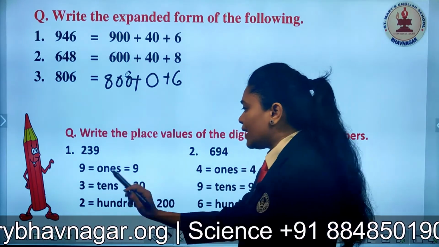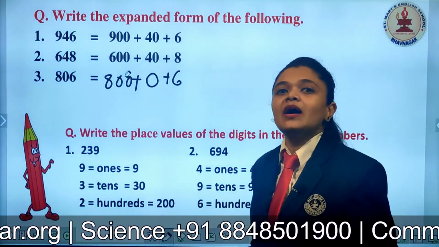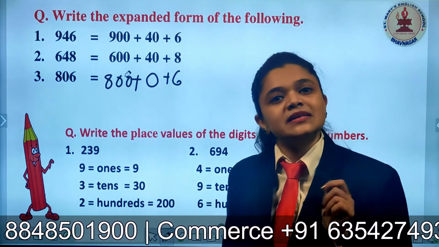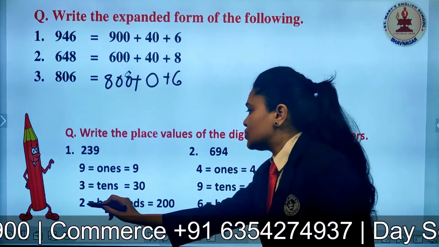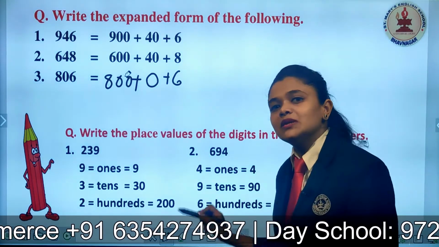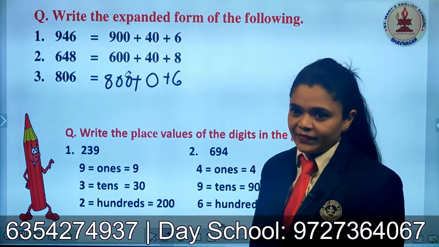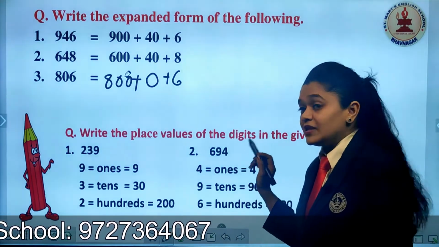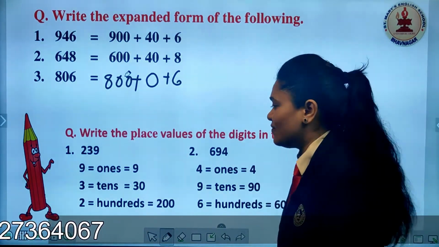And now 2 is at the place value of hundreds. So 2 into 100 will give us 200. So 2 is equal to hundreds is equal to 200. Let us proceed with the next one. Now children, we will start from which side? Right hand side. Very good.